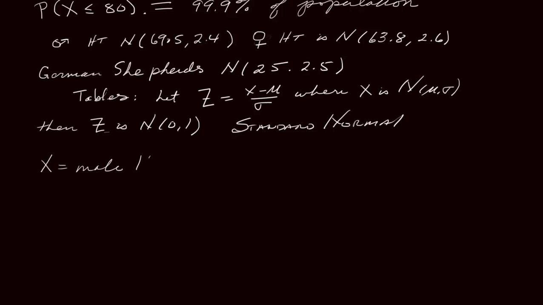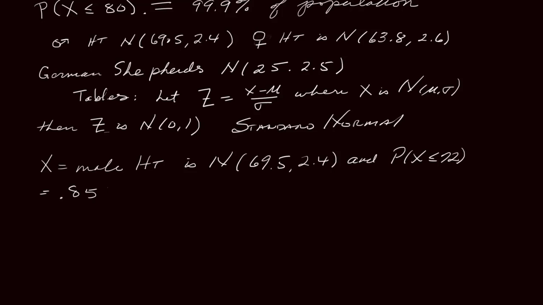Let's do one we know. We'll let x equal the heights of U.S. males, and we know that that's normal with a mean of 69.5 and a standard deviation of 2.4. Let's find out what the Z value would be for x less than or equal to 72. Let's backtrack a second. We know the probability of x being less than or equal to 72 is 0.8512. Now let's do the Z transformation.